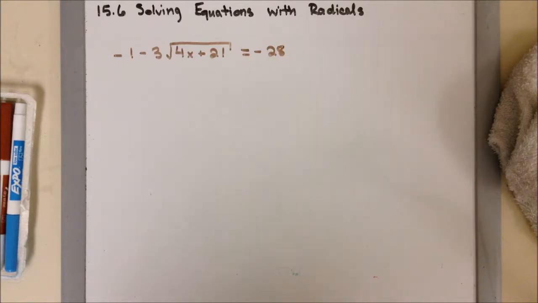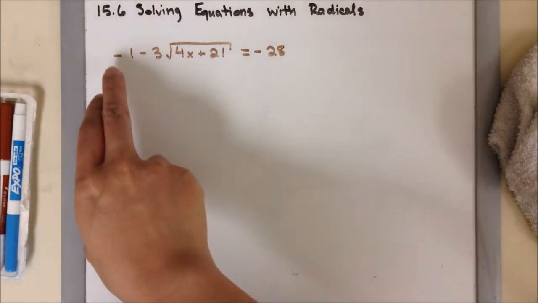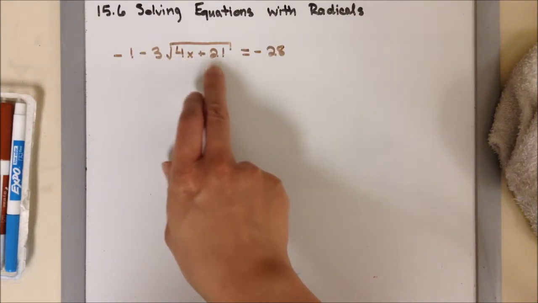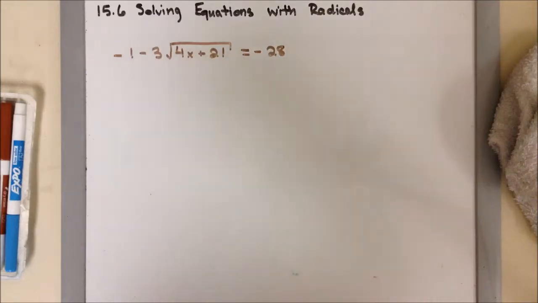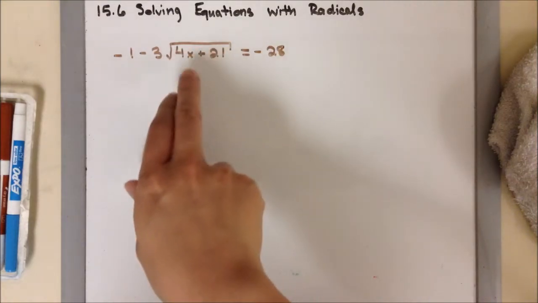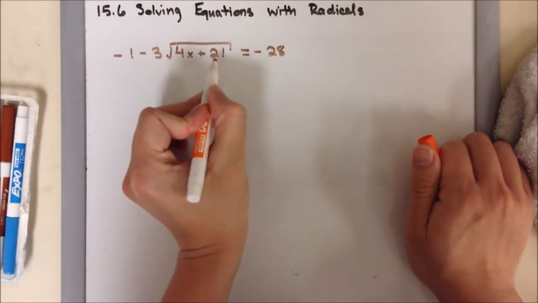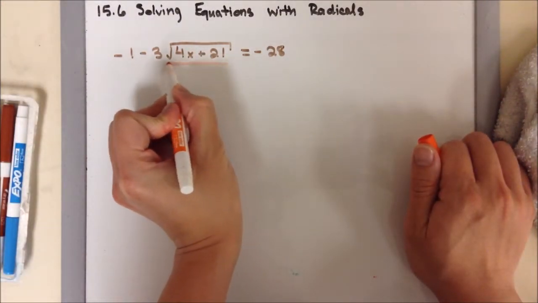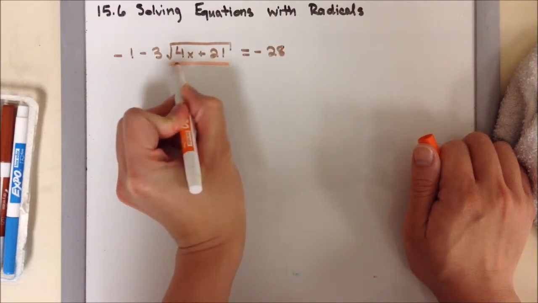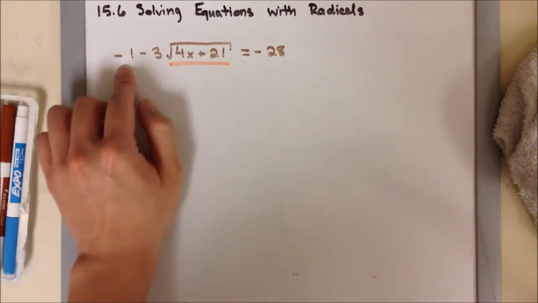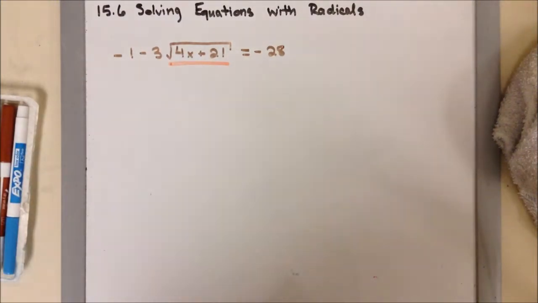Let's take a look at the first example that we have here. We have -1 minus 3 times the square root of 4x plus 21 equals -28. So when you're solving an equation with radicals, the goal is to get the radical by itself. So in this case, you want to get the square root of 4x plus 21, meaning that we basically need to get rid of this -1 and this -3.